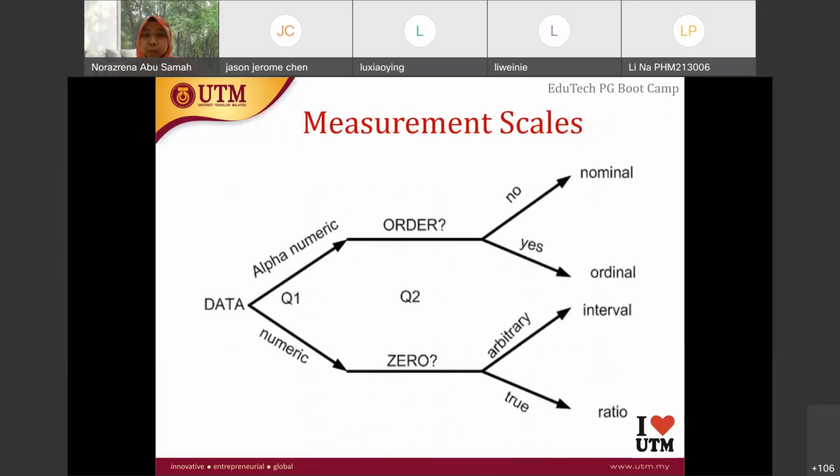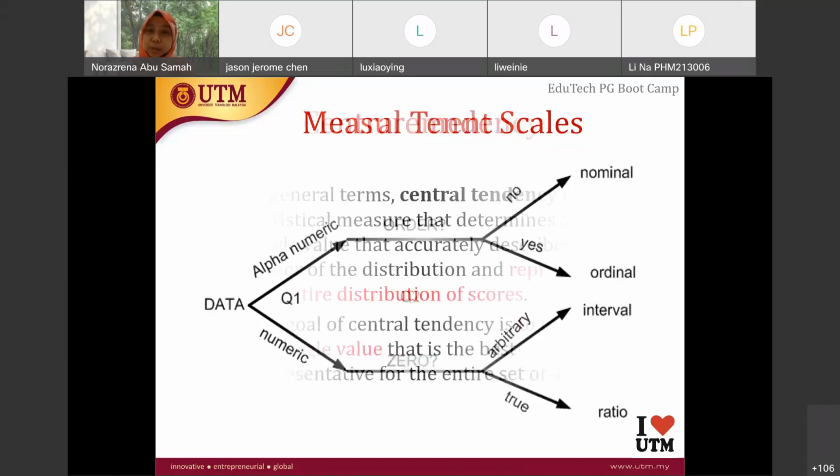So this is how you determine it. If the data is alphanumeric, alpha meaning words, you must ask yourself, is it ordered? If yes, then it is ordinal. If it is not ordered, then it is nominal. For totally numeric data, how is the 0? If the 0 is arbitrary, then it is an interval. If the 0 is a true 0, then it is a ratio. So I hope this helps.